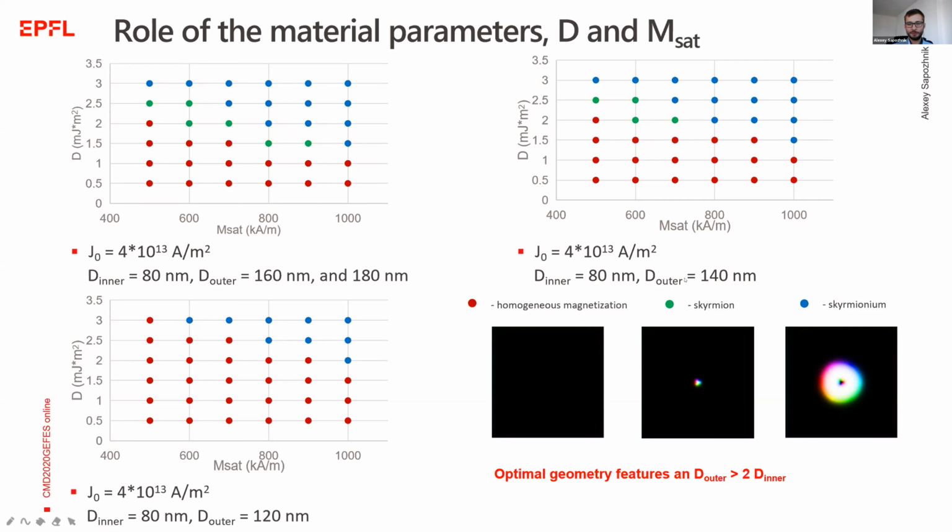However, if the outer diameter is decreased, then it is harder to create a magnetic structure. Also, for an even smaller outer diameter, the threshold boundary is shifted to higher values of the DMI constant and saturation magnetization. In general, samples with a higher DMI constant and higher saturation magnetization are favorable for photocreation of a skyrmonium.